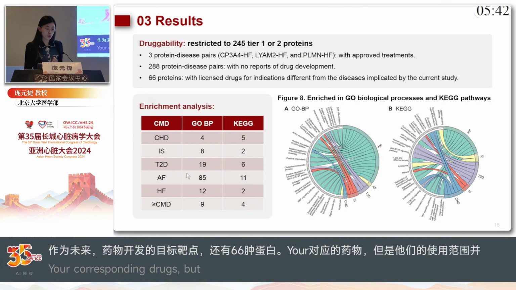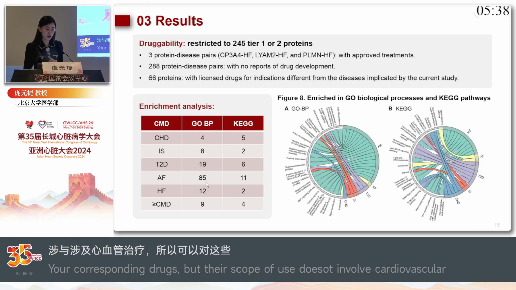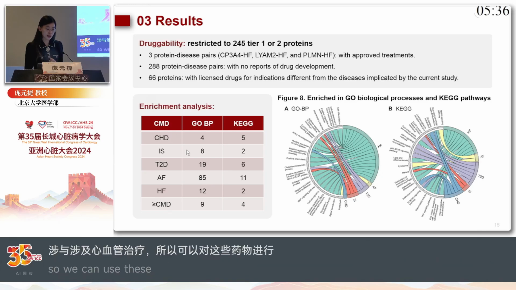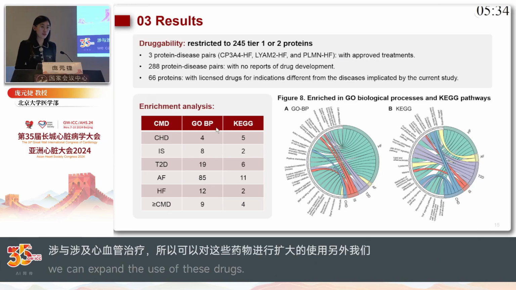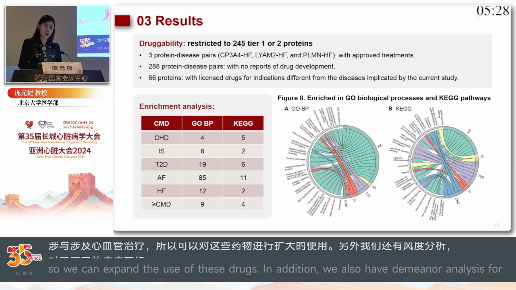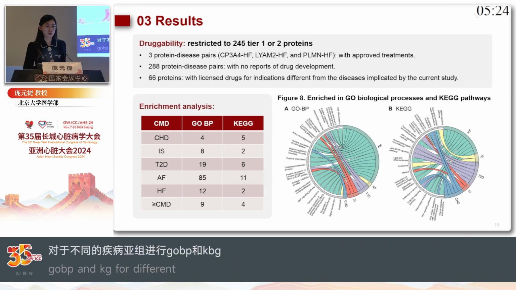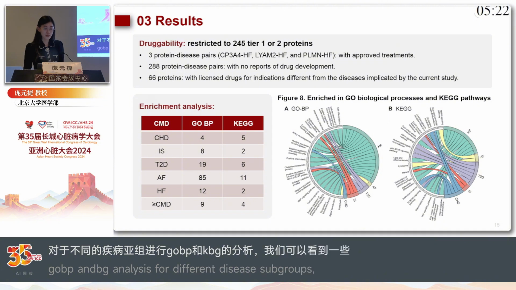And the table below showed the results from enrichment analysis. So we looked at different CMD subtypes and the significant pathways, both for GOBP and KEGG. And the figure on the left shows the detailed results. And you can see several key pathways were related to different subtypes of CMD, mainly for heart failure.